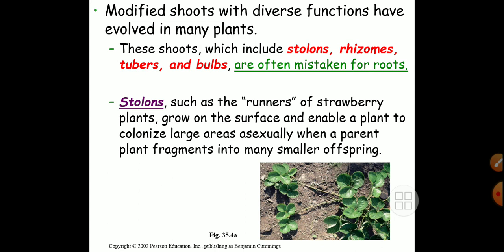Now in case of the stolons, such as the runner of the strawberry plants, it grows on the surface and enables the plants to colonize large areas asexually when the parent plant fragments into many smaller offsprings. You have to keep in mind. मी एक प्रश्न विचारेन. स्टॉलॉन्स आहेत, मेनी स्टॉलॉन्स आहेत, हे असेक्च्युअल रिप्रोडक्टिव्ह स्ट्रक्चर आहे, एरिया कव्हर करायला हेल्प करतं आहे. स्ट्रॉबेरी महाबळेश्वरला येते.